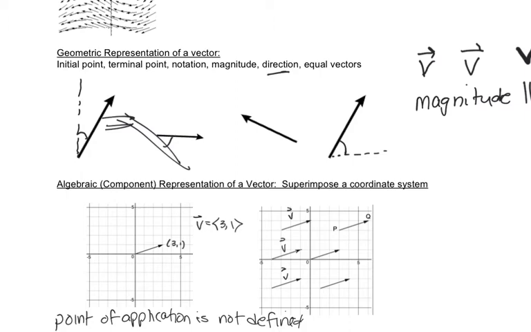Sometimes we are interested in a specific vector. When we're interested in a specific version of v, then we would look at PQ. Now PQ is the vector 3, 1, but in this case, because I'm labeling initial and terminal points, it ties it to that location.